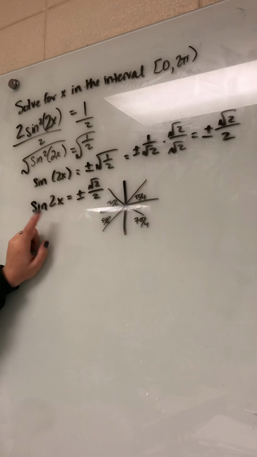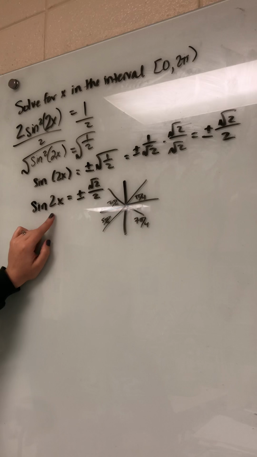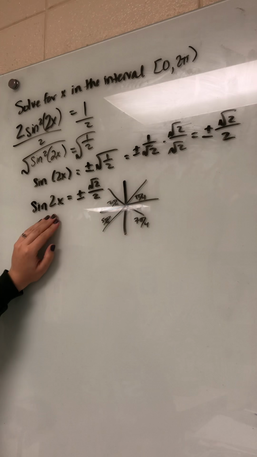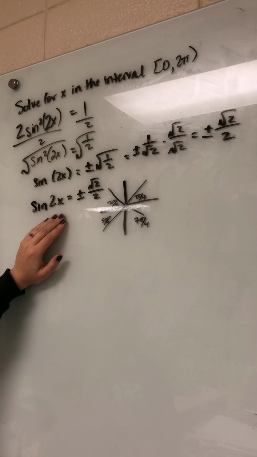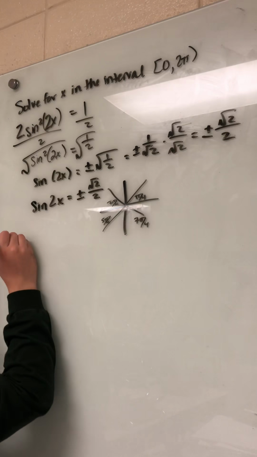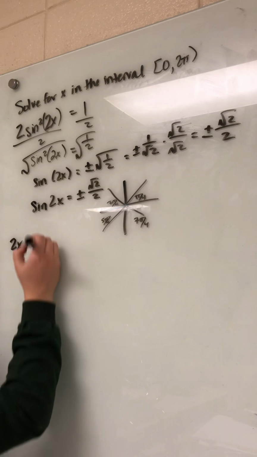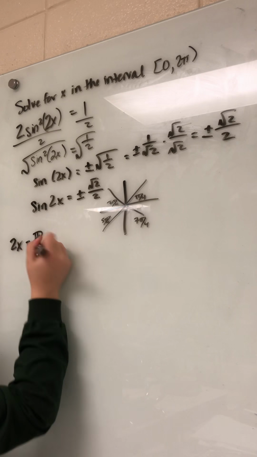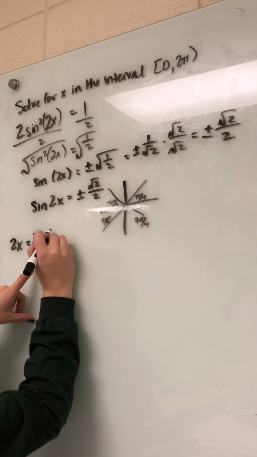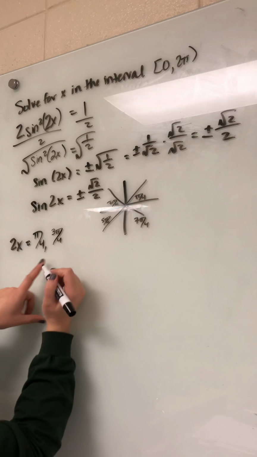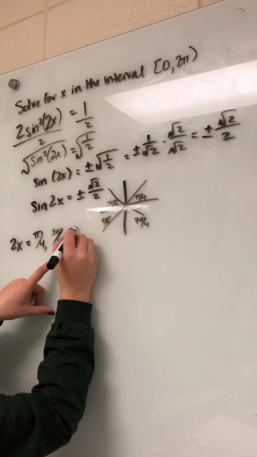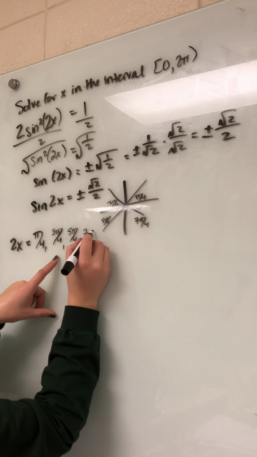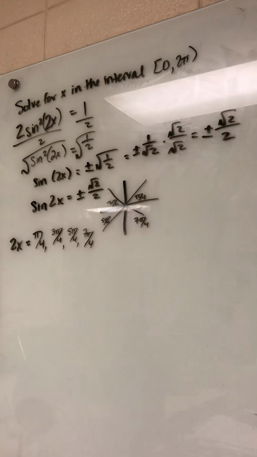The other thing you need to think about is, what does this 2 do inside here? Well, if you think about it, it changes our period, right? It changes the amount of time it takes to make a full rotation. So our initial answers are going to be 2x is equal to all of these things that we've written: pi over 4, 3 pi over 4, 5 pi over 4, 7 pi over 4.